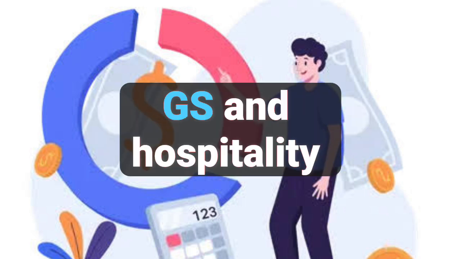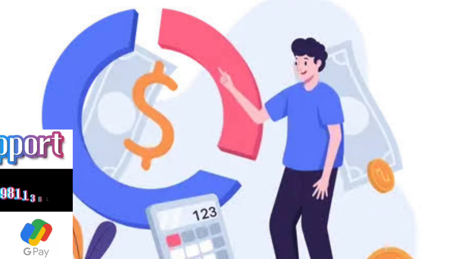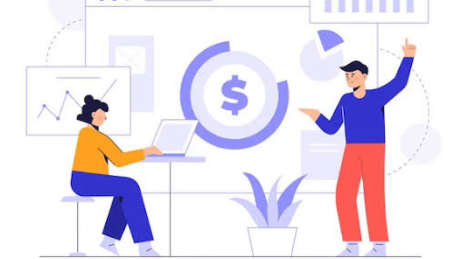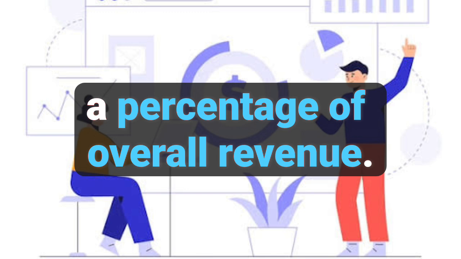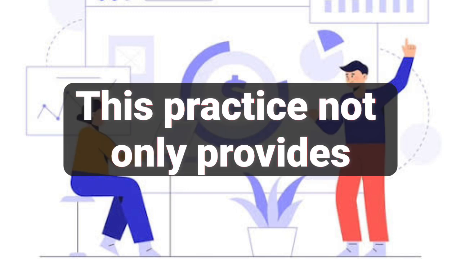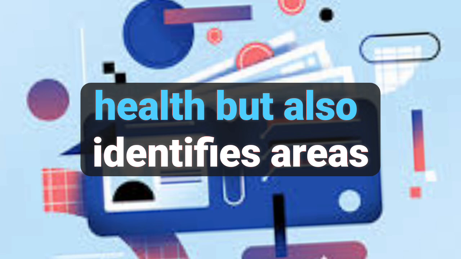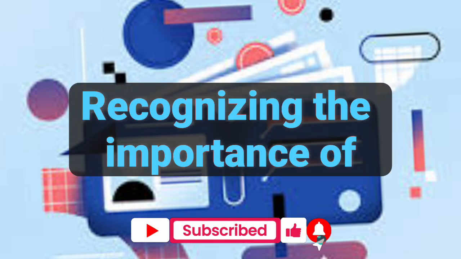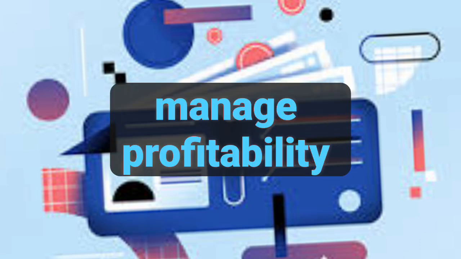Calculating COGS in hospitality involves determining total revenue from rooms and F&B sales. By calculating the total COGS for each department, businesses can express COGS as a percentage of overall revenue. This practice not only provides a clear picture of financial health, but also identifies areas for potential cost reduction. Recognizing the importance of COGS helps hospitality businesses manage profitability effectively.